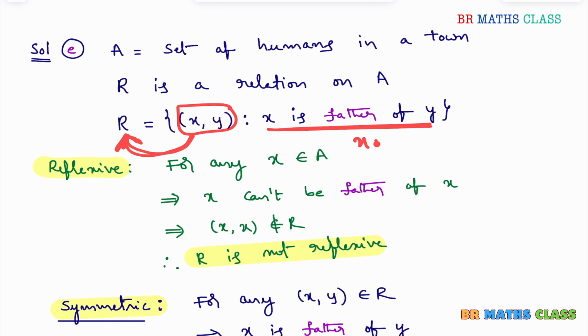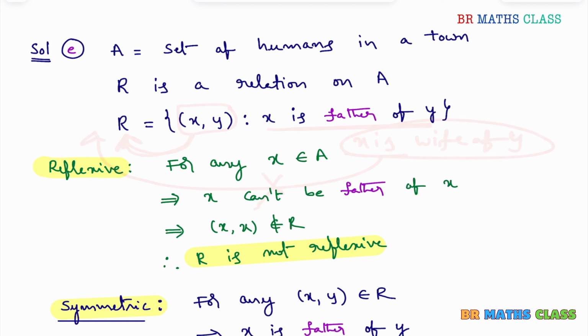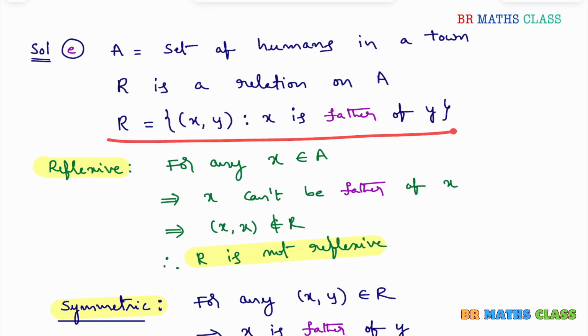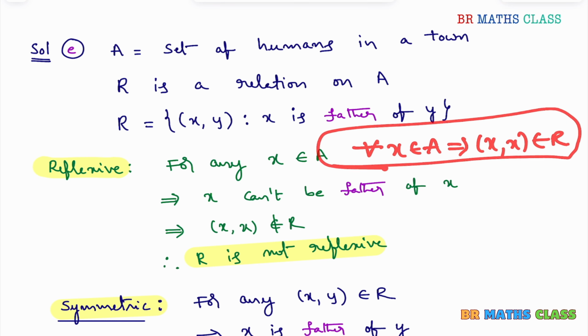Suppose x is wife of y. In that case, can we say the ordered pair belongs to this relation? No. If x is a father of y, then only x comma y belongs to the relation. Okay. Now I need to check whether this relation is reflexive or not. What is reflexive condition? For every x in set A, the ordered pair x comma x is there in the relation or not. This we need to check.